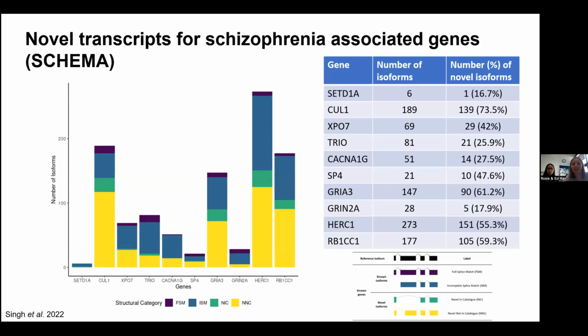But let's look at some genes that are more relevant to neuropsychiatric disease. This is the top 10 SCHEMA genes. SCHEMA is the Schizophrenia Exome Meta-Analysis Consortium, and the top 10 SCHEMA genes contain ultra-rare variants which confer a substantial risk of schizophrenia. You can see in this bar chart that the number of isoforms we detect varies. But on the right-hand side, you can see that the percentage of novel isoforms detected is relatively high for all SCHEMA genes.